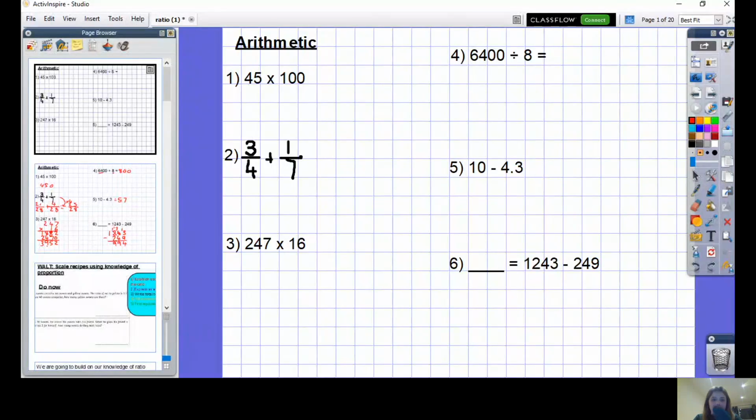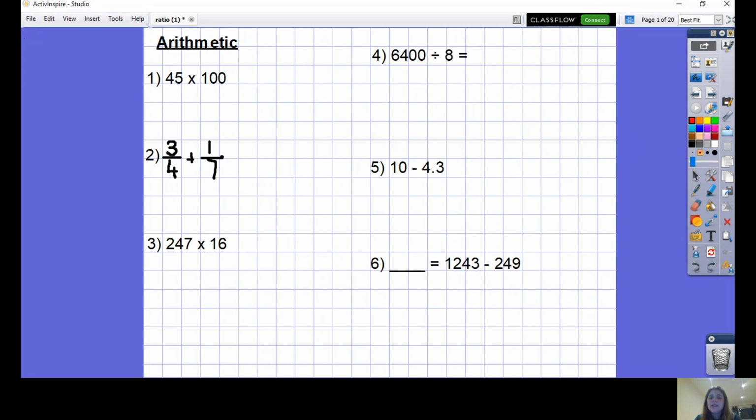So today's lesson, we are going to continue learning about ratio and proportion, but we're going to focus specifically on recipe problems. The very first thing that I'd like you to do, though, is to pause the video and answer your 6 morning arithmetic questions. So please pause the video and have a go at all 6 of these arithmetic questions.